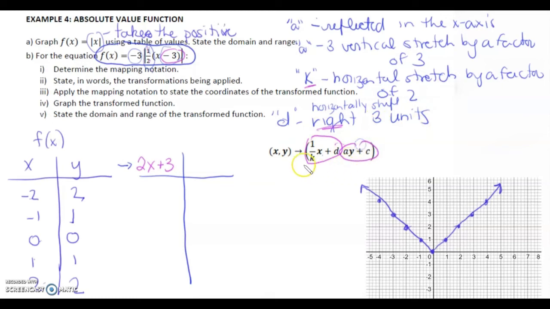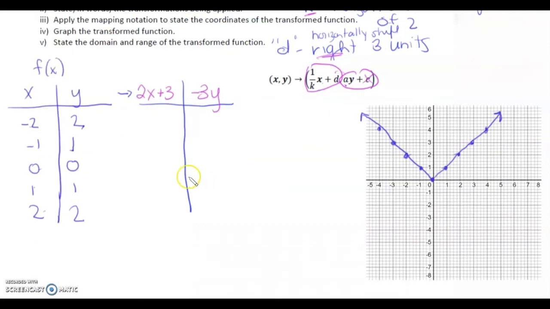Okay, and then a y plus c. So we don't have a c value. The a value is -3. So we go -3y. So from the original, all of the x's, we are going to multiply by 2 and then add 3.